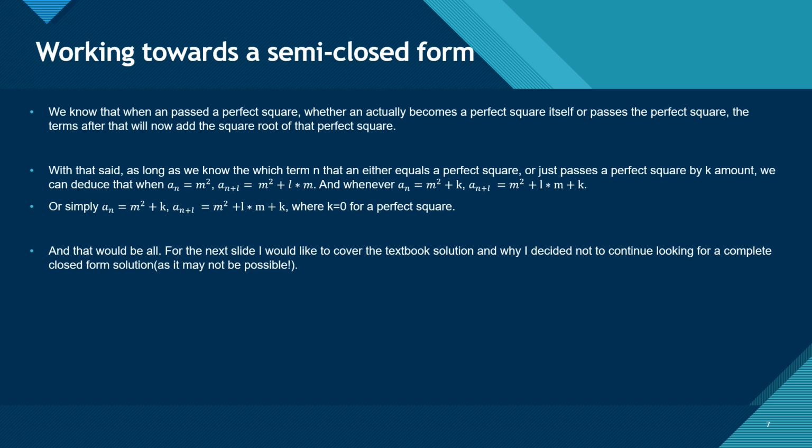After that, we could say that if a of n equals m squared plus k, then a of n plus l would equal m squared plus l times m plus k. And that also works for perfect squares themselves, because k could just equal 0. And that would be it for that solution.